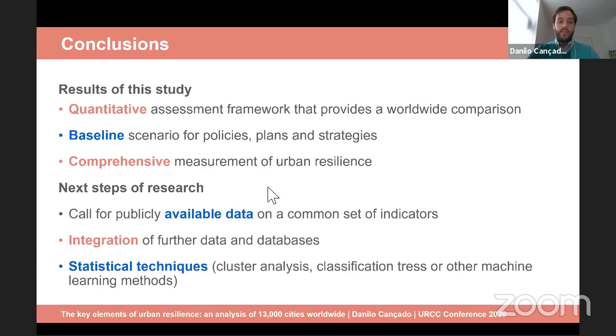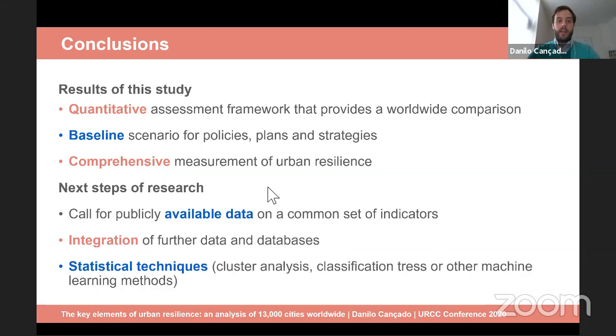To conclude, this research intended to provide a quantitative assessment of urban resilience that could be compared worldwide through a comprehensive approach with indicators across five dimensions. Such analysis can serve as a baseline scenario to guide policies, plans, and strategies, which should, of course, take into account the particularities of each local context. This research also calls for more disclosure of data, so that it is possible to have a more in-depth assessment based on the proposed common set of indicators for urban resilience.